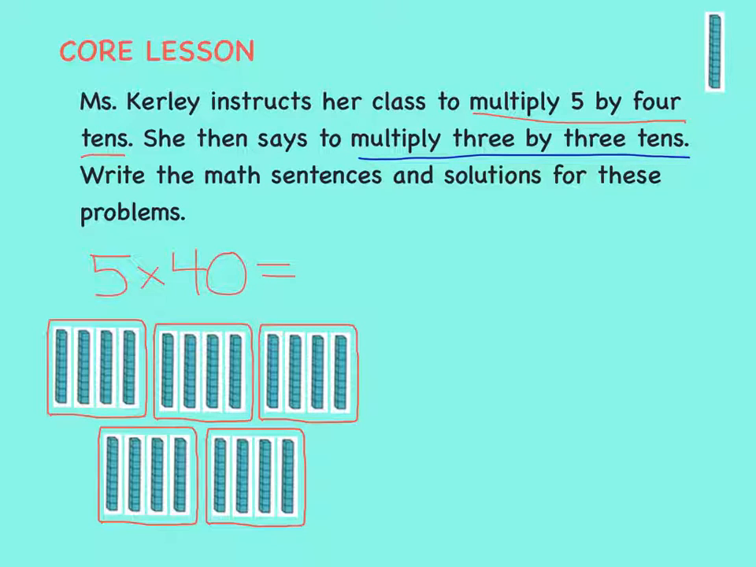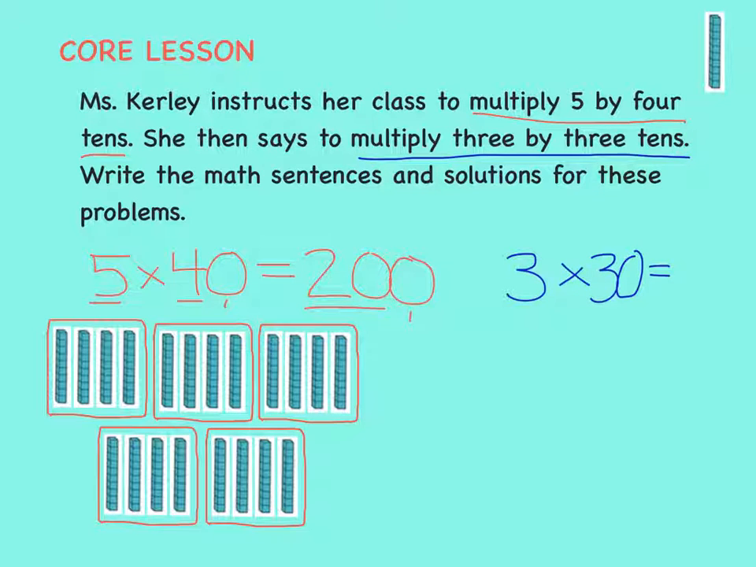When we count all of those, we see that we have 200. 5 times 4 equals 20, and don't forget that 0. Now for the next part of the problem. Multiply 3 by 3 tens. 3 tens are the same thing as 30.